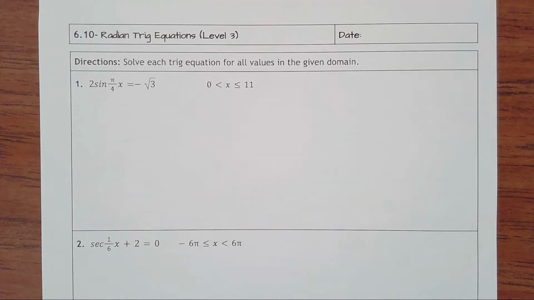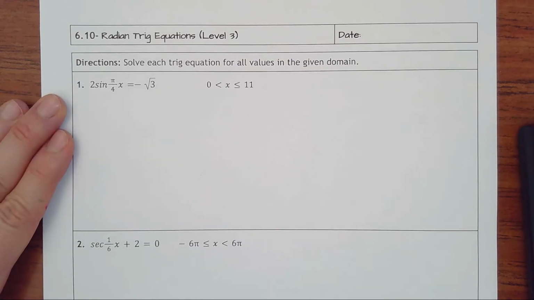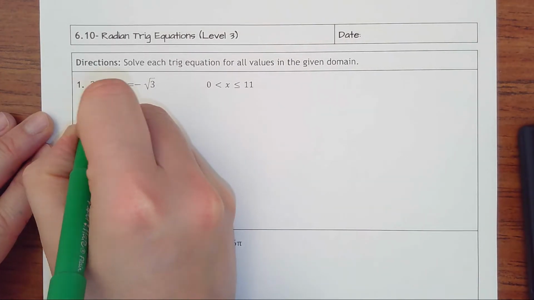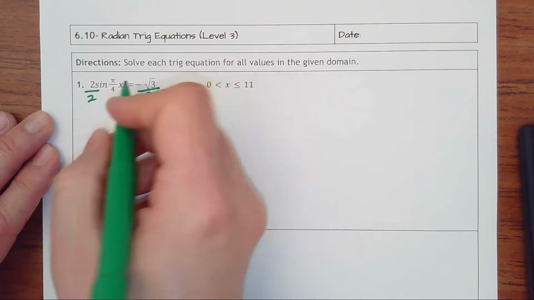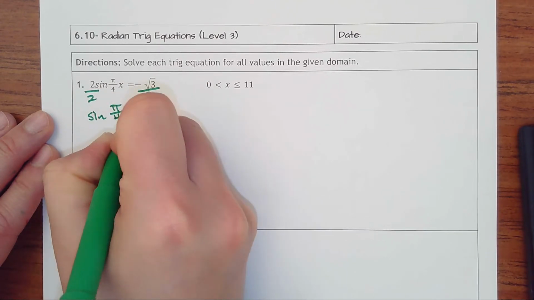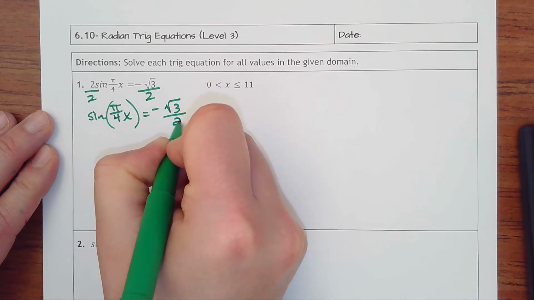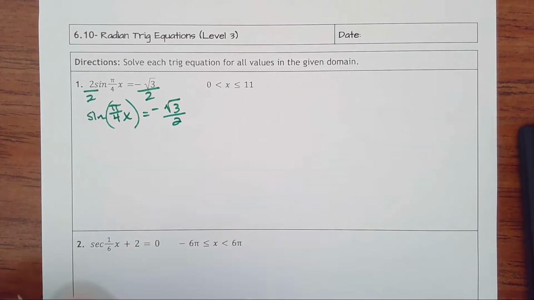6.10 Radian trig equations level 3. So doing the same thing, but on some of these you're going to have to go around the unit circle more than once. All right, so number 1, we want to isolate the sine function by dividing by 2. So we're saying sine of (pi over 4 x), which I like to put parentheses around, equals negative square root of 3 over 2. So if you need to get your unit circle out, do it.